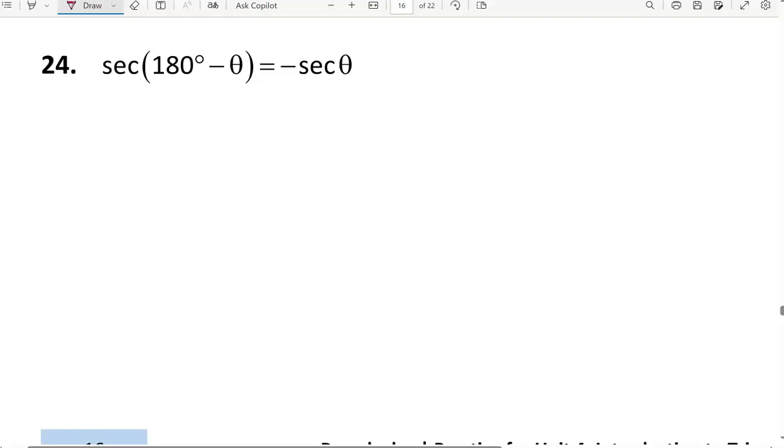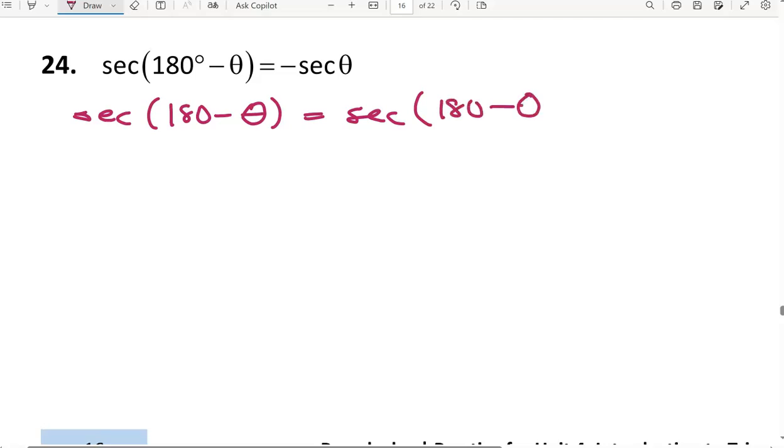In number 24, we're asked to prove that the secant of 180 minus theta is equal to negative secant of theta. So I'm going to start with a statement that the secant of 180 minus theta is equal to the secant of 180 minus theta. We don't have an angle difference identity for secant, but we do have one for cosine. So I'm going to re-express secant of 180 minus theta as 1 divided by the cosine of 180 minus theta.